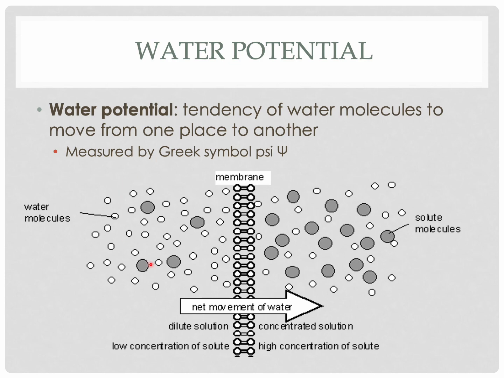When we look on the left side, the little white dots are representing the water molecules, and then the darker gray are representing the solute. So the left side has a higher water potential, meaning there's more water molecules here, and less solute. So the water molecules, again, are going to go from a high water potential to an area of low water potential.